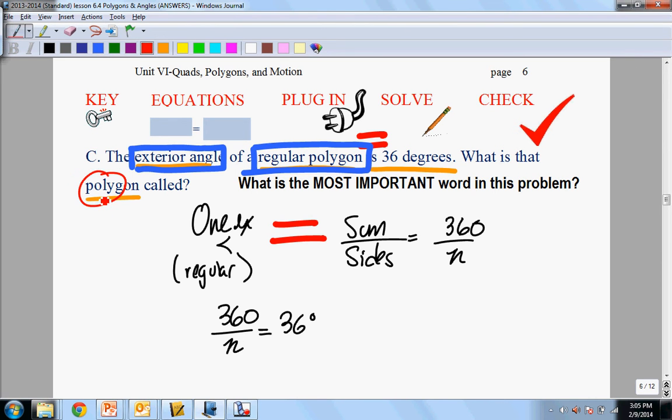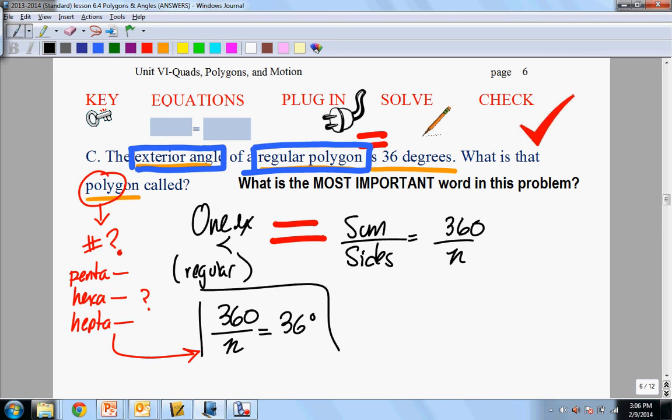We want to ask ourselves, what is that polygon called? Now, poly does not give us the number of sides. It's just a generic name for an any-sided shape. So the problem is we don't know whether that is a pentagon or a hexagon or a heptagon. We don't know which one it is. That's what we're trying to find out. So what we're trying to fish for is the n, which is the number of sides.